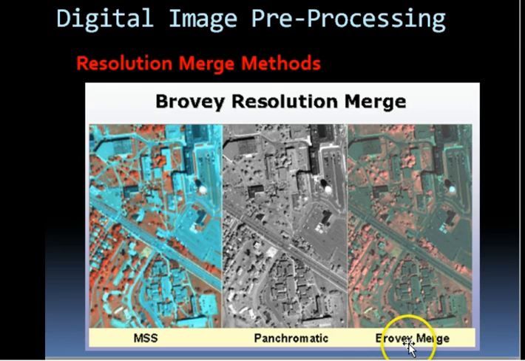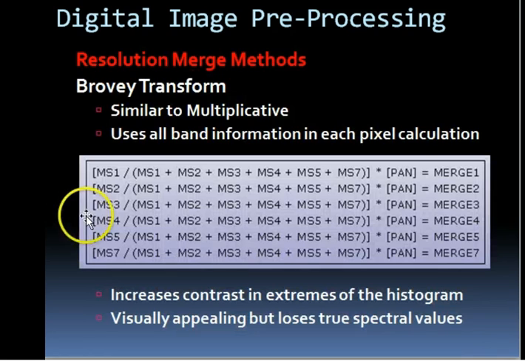And one example of that is a Brovey merge. So instead of just taking the straight average, what the Brovey merge actually does is it takes that value for each band, but it divides it by all of the other bands. So it's actually taking into account the values for every band within the image, and then it multiplies that by the panchromatic band value. And it will do that for each of those bands. So in this way, you're actually making sure that all of the information from the other bands is also captured rather than just being entirely washed out by this full visible spectrum panchromatic band.